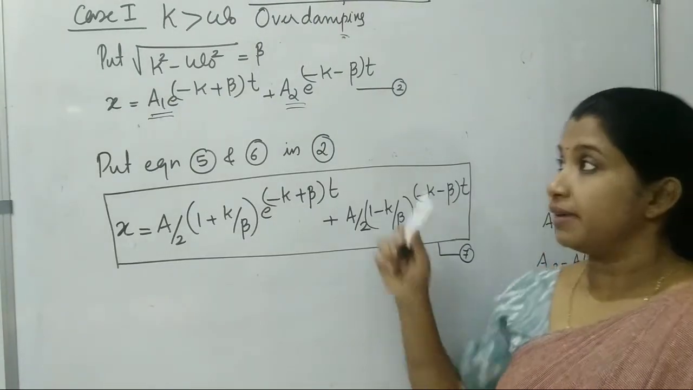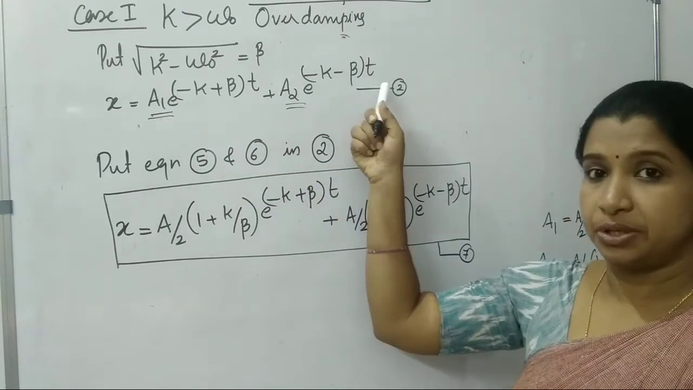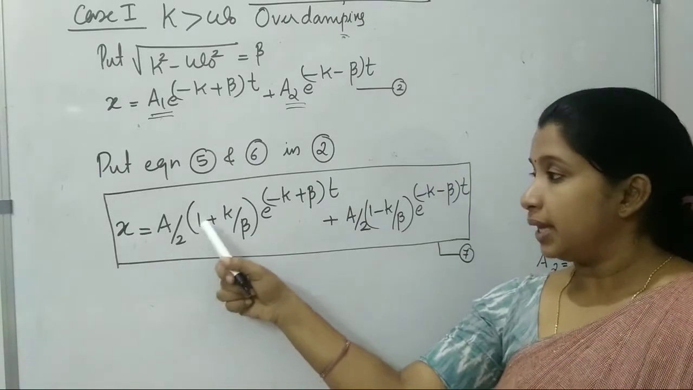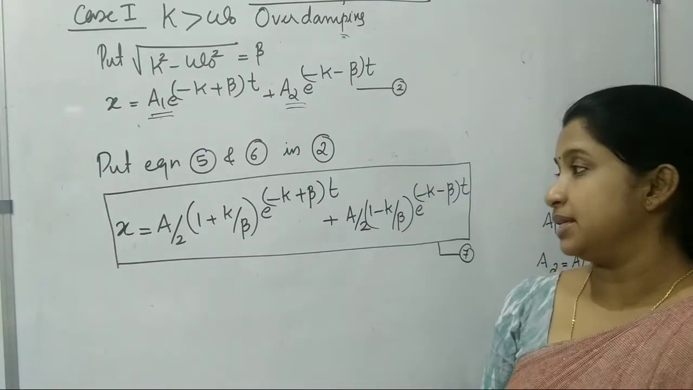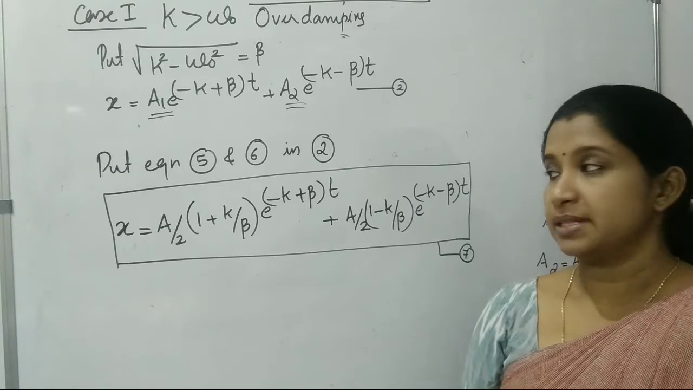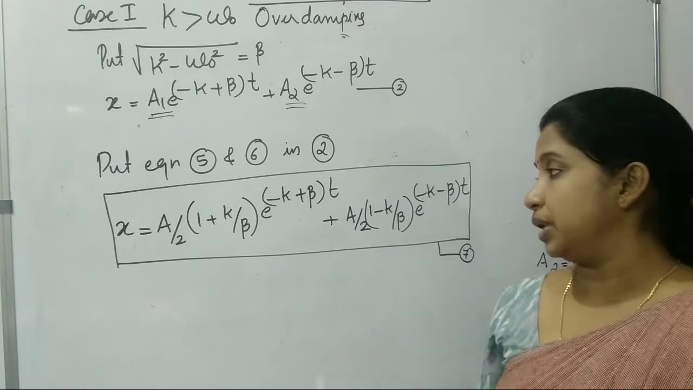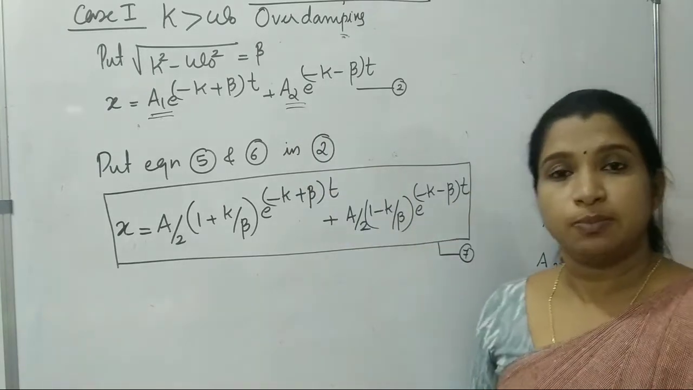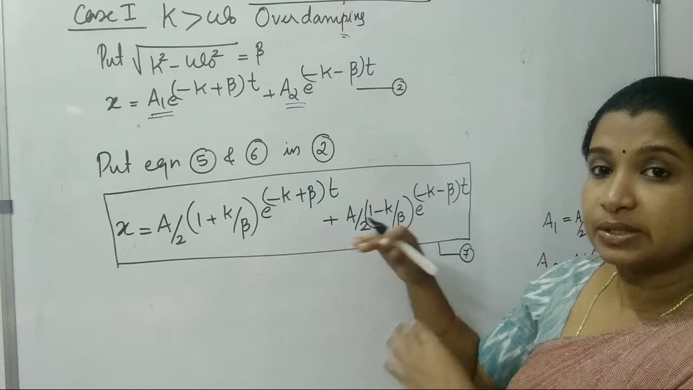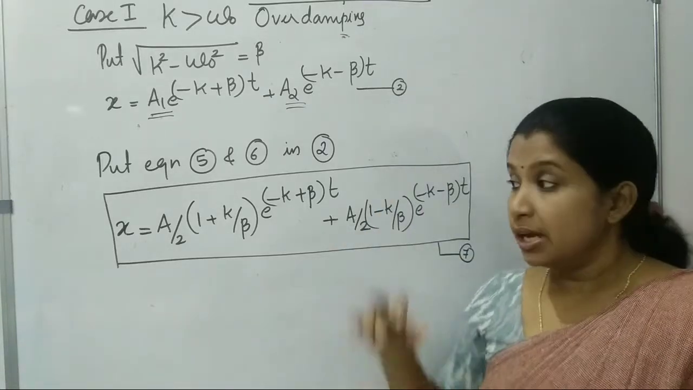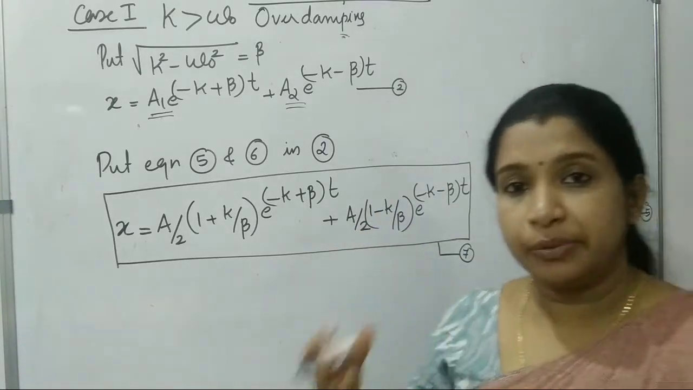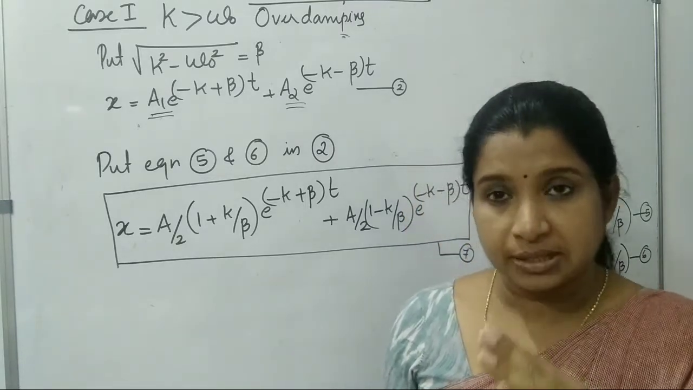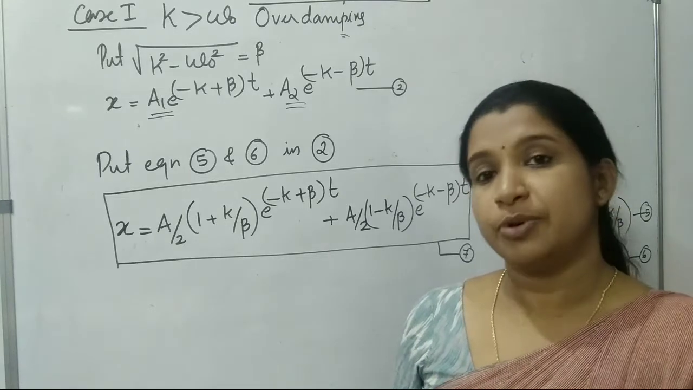While substituting the values of A1 and A2 in equation 2, we get the solution of overdamped motion: X equal to A by 2 into 1 plus k by beta into e raised to minus k plus beta into t, plus A by 2 into 1 minus k by beta into e raised to minus k minus beta into t. So this is the solution of overdamped motion. From this solution, we have to explain the nature of motion. So in a spring mass system, if it is overdamped, what kind of motion is there?